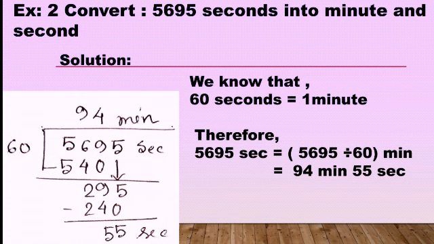So when we need to change any smaller unit to a bigger or larger unit, we have to divide. Here we are dividing by 60 because 1 minute equals 60 seconds. So we have to divide it by 60.